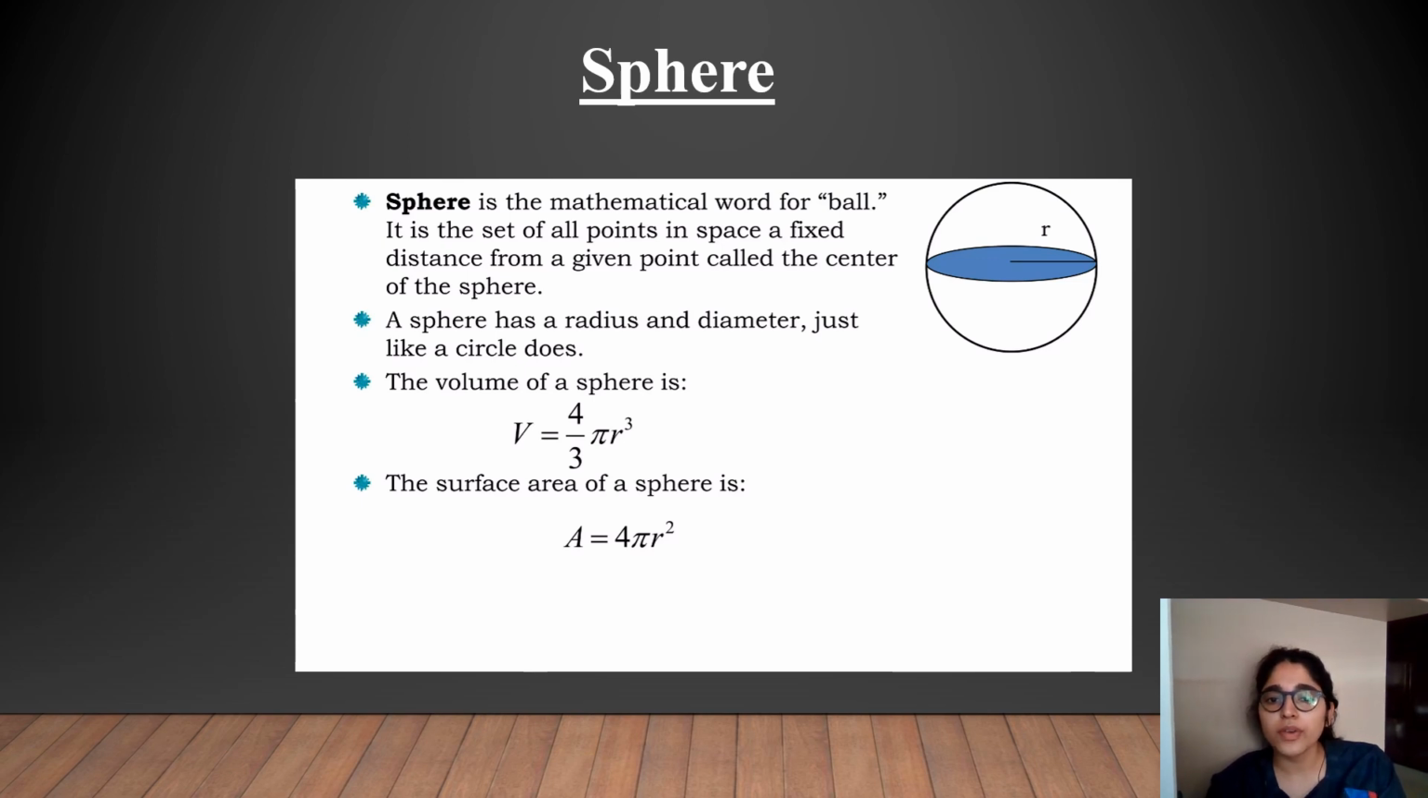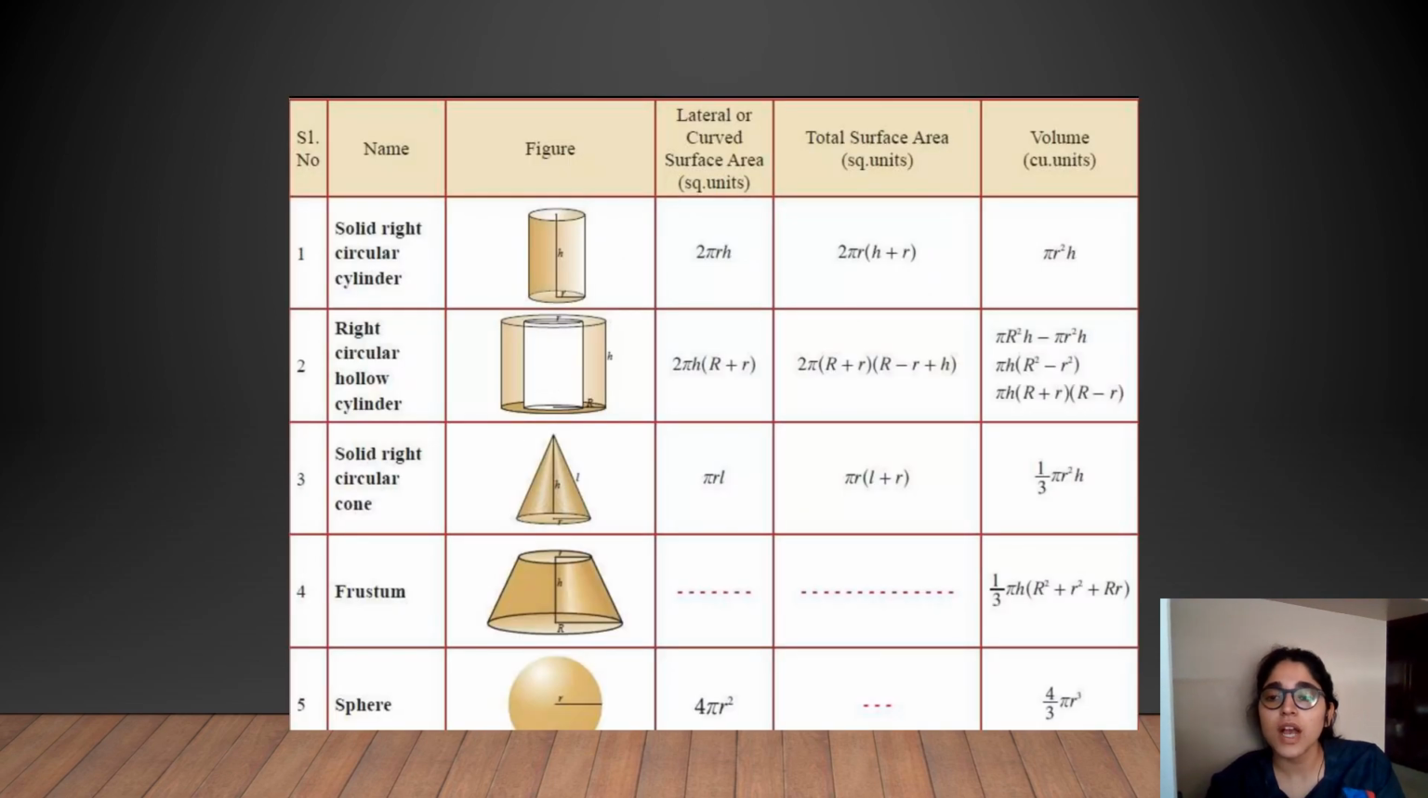The volume of a sphere is V equal to 4/3 pi r cube, and the surface area of the sphere is 4 pi r square. So let us now revise the formulas that are given. When we speak about a cylinder, the total surface area is 2 pi r into h plus r, and the volume is pi r square h.